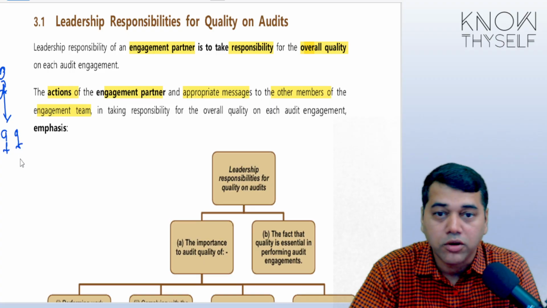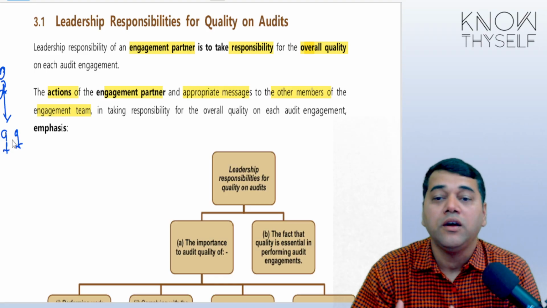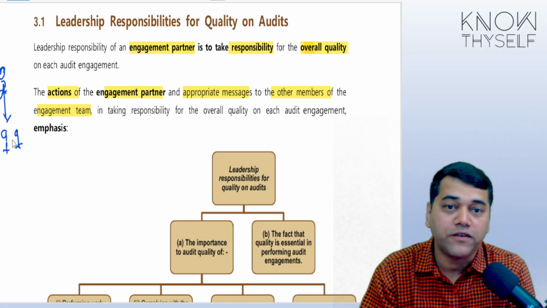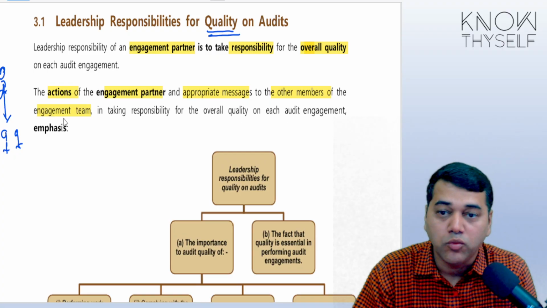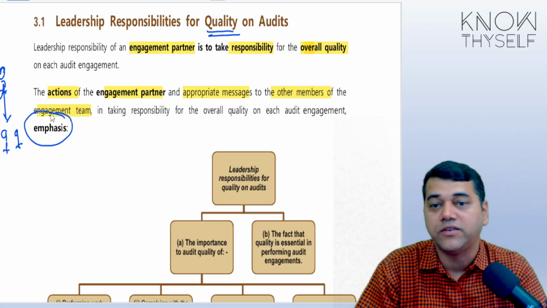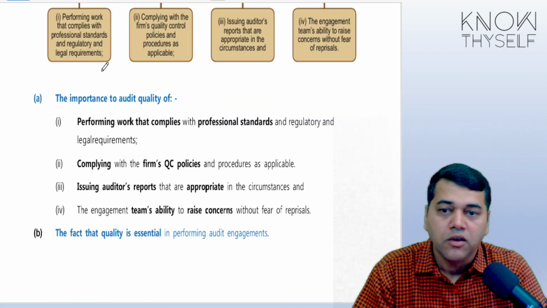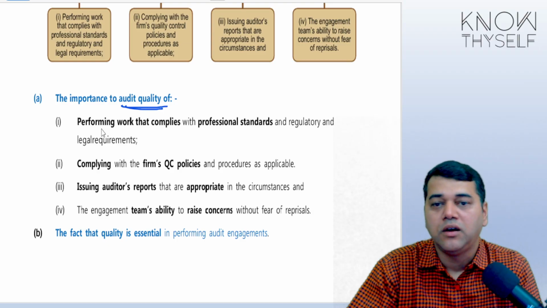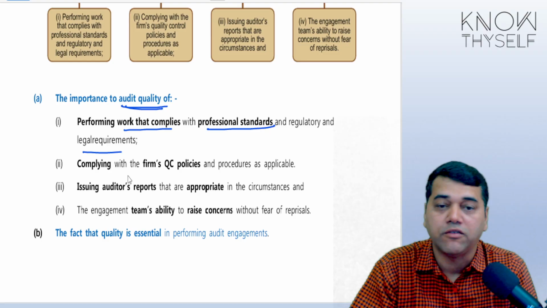So tomorrow kids are born. So what is the message she is going to give? Okay, what will her action emphasize? That is going to define the quality. So in taking the responsibility, this is what the engagement partner should emphasize. See, please mark it, very important. They have given it in the form of a picture. One, always the importance of audit quality, like performing work that complies with the professional standards and regulatory requirements.